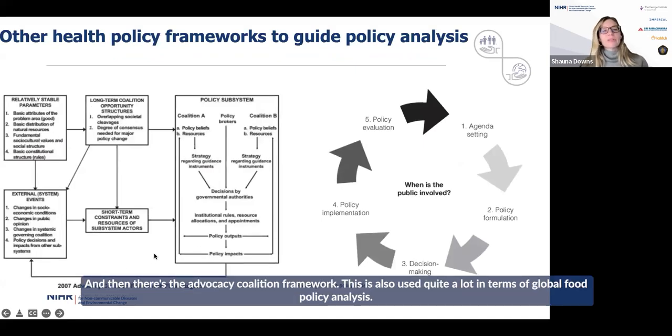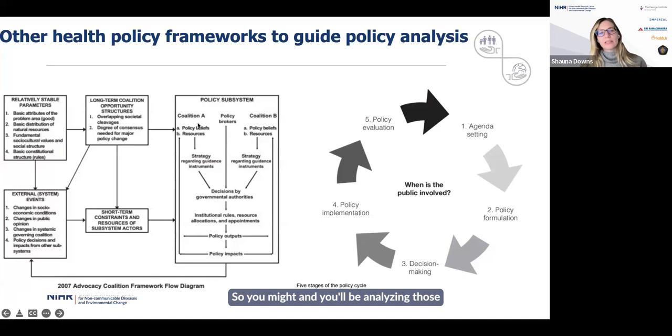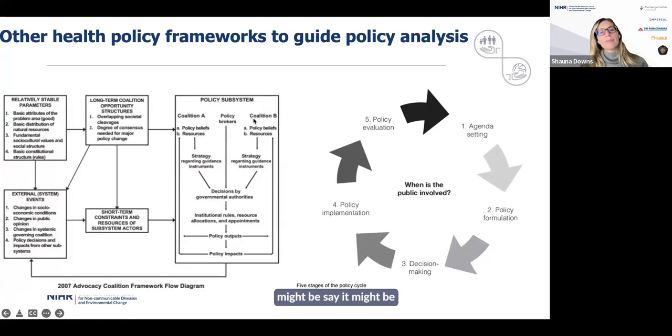And then there's the advocacy coalition framework. This is also used quite a lot in global food policy analysis. One of the things that sets this framework apart is that there are different coalitions, and you'd be analyzing those. So a coalition could be, say, a lobbying group related to sugar sweetened beverages, and then the other coalition might be, say, an organization that is trying to fight diabetes.